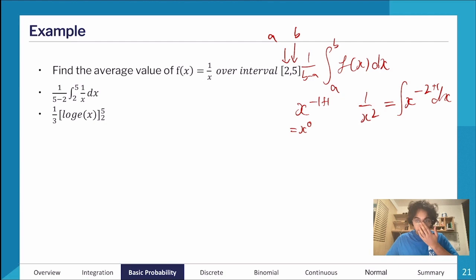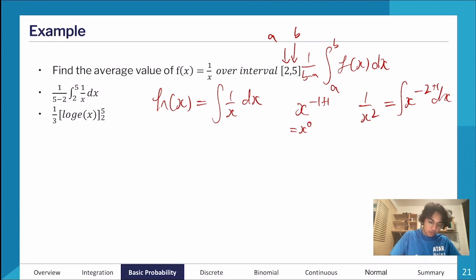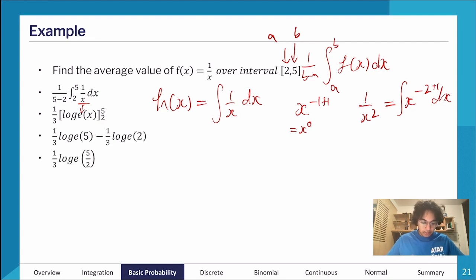Luckily, the integral of 1 on x ends up being the natural log of x. Let's quickly write this out like this. That's all that's being used to convert from here to here. And then we just substitute things in using the fundamental theorem of calculus, and then it's just a matter of solving.